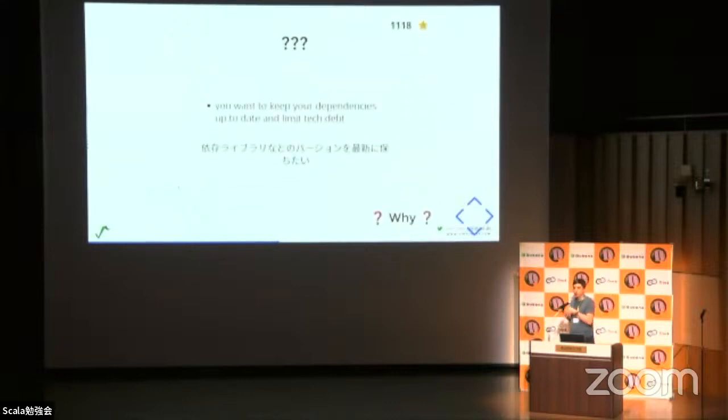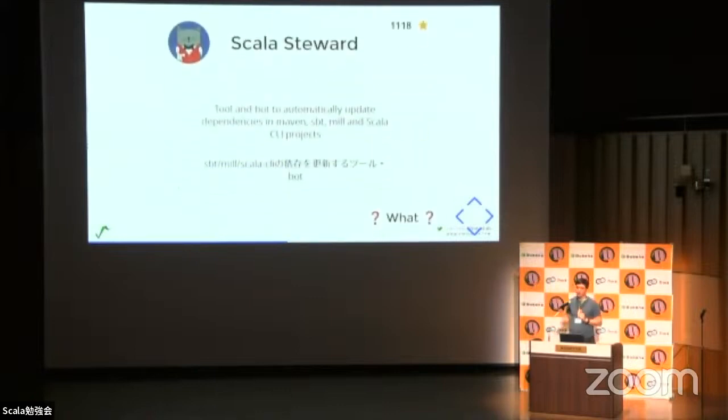Another really useful tool could be something to keep your dependencies up to date and limit tech debt, because it's much easier to do small bumps of dependencies than do a bump every year and just try to update everything, and everything will blow up. So it's much easier to have a bot, Scala Steward, that will do it. It's both a tool and a bot that can automatically update dependencies within Maven, sbt, Mill, and Scala CLI projects.